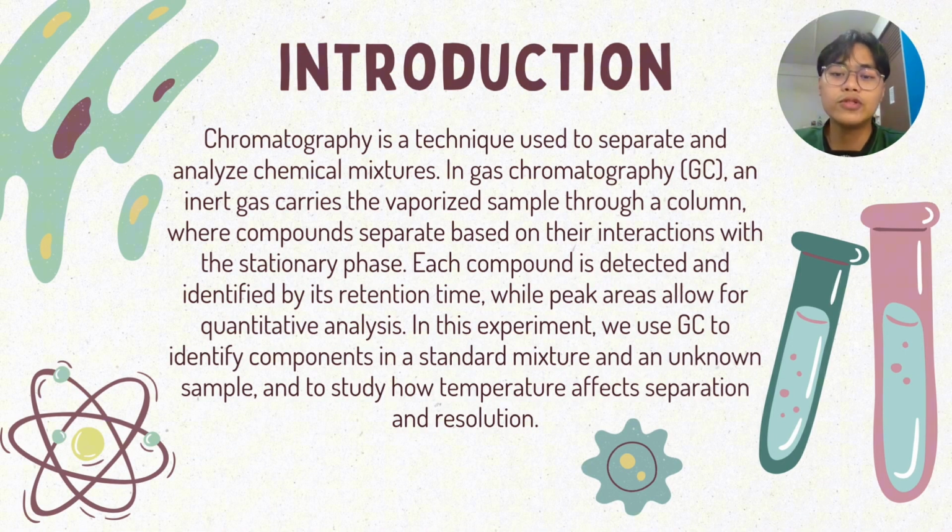So first and foremost, chromatography is a technique used to separate and analyze chemical mixture. In gas chromatography, which is GC, an inert gas carries the vaporized sample to a column, where a compound separates based on their interaction with stationary phase. Each compound is detected and identified by its retention time, while peak areas allow quantitative analysis. In this experiment, we use GC to identify components in a standard mixture and unknown sample, and to study how temperature affects separation and resolution.